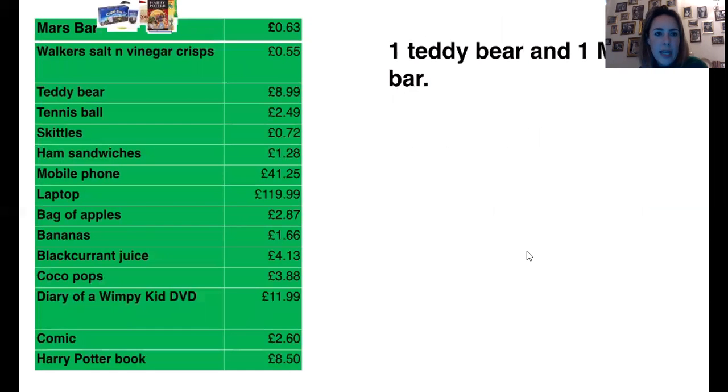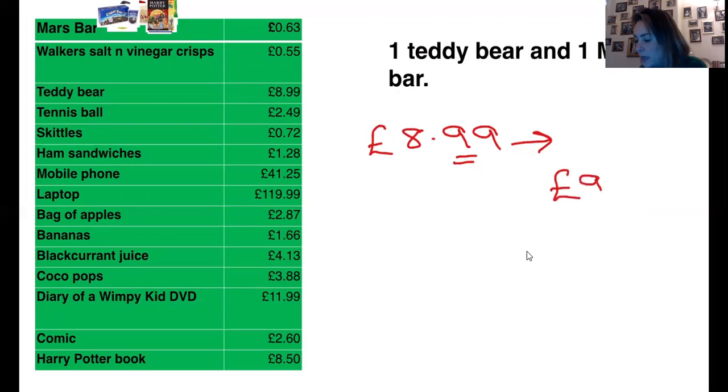You have got a list here of some items that you can buy at a shop with the prices next to them. The first one, which we'll do together, is one teddy bear and one Mars bar. So if we have a look, a teddy bear is £8.99. We're going to round that to the nearest pound. We look at the 9, 5 to 9, climb the vine. So the nearest pound is £9 for that teddy bear.